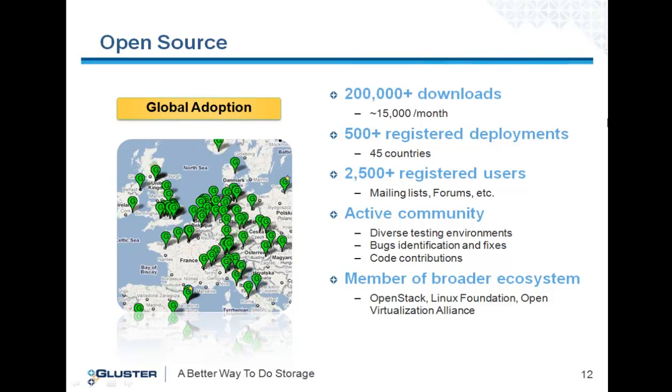deployed and tested. Today we have over 200,000 downloads, and as of the end of this month, we'll be averaging right around 15,000 continual downloads per month, with 500 registered deployments, which are typically production deployments through the download and use of the open source project software, and an active community, a very active community.